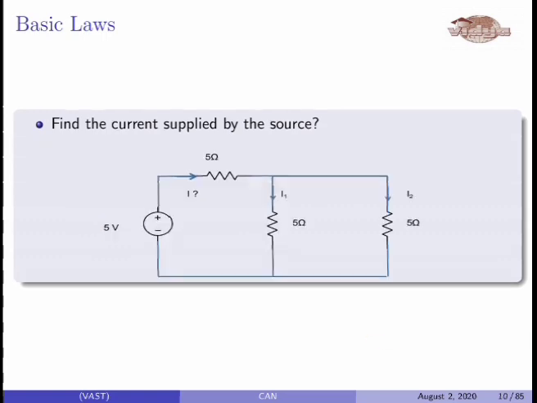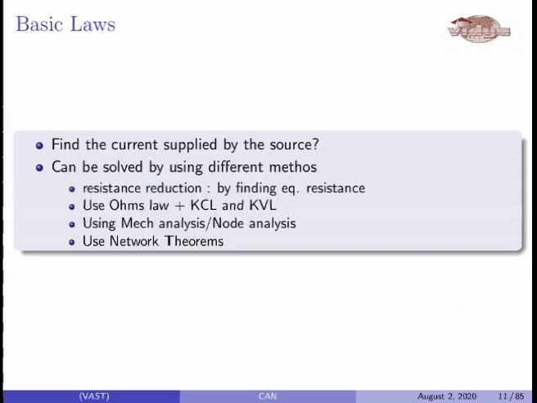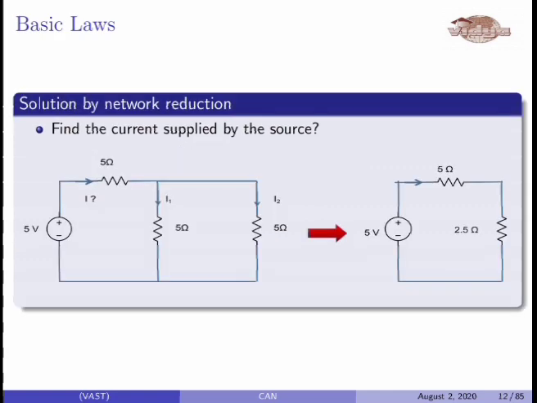So in such circuits, you can find the current by using different methods, either by resistance reduction techniques, or by using Ohm's law, Kirchhoff's current law and Kirchhoff's voltage law, or using mesh analysis, node analysis, or using network theorems. We will be studying these network theorems in detail in our first module. The mesh analysis and node analysis techniques you already studied. We will discuss them in these coming videos. So how to find the current supplied by the source?